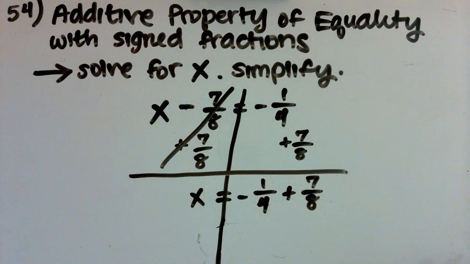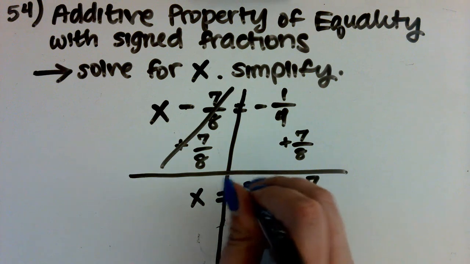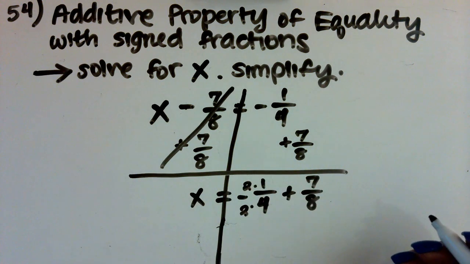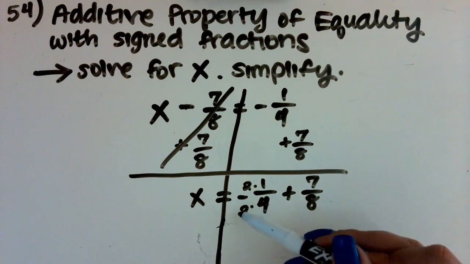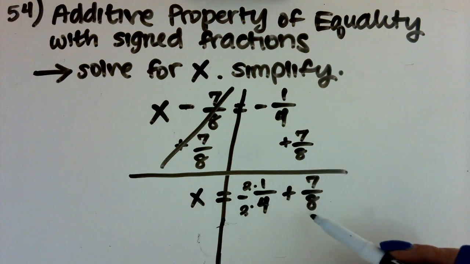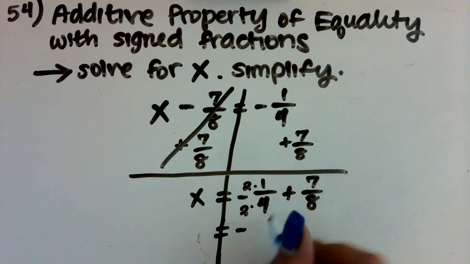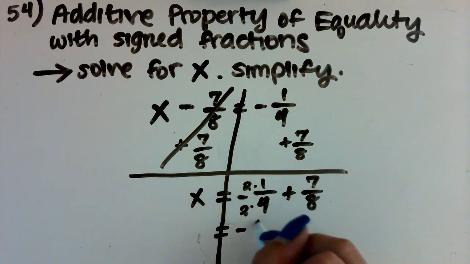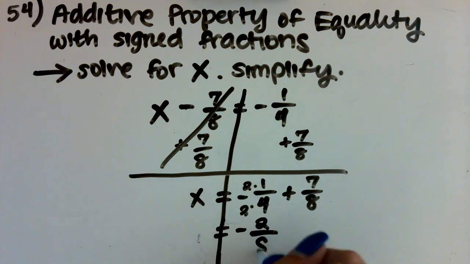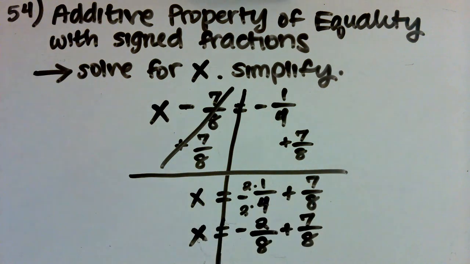I'm going to bring down everything over here, and again, we're running into the same issue where the denominators are not the same. So I know I need to find a common denominator, and just like in the last problem, I'm going to go ahead and multiply both my numerator and my denominator by 2 because I know that 4 times 2 is equal to 8. I don't have to change this fraction at all. I can just multiply this one into this one. Okay, finding that equivalent fraction, negative 2 times 1 is 2, and 2 times 4 is 8, plus 7 over 8. That's what x is equal to.